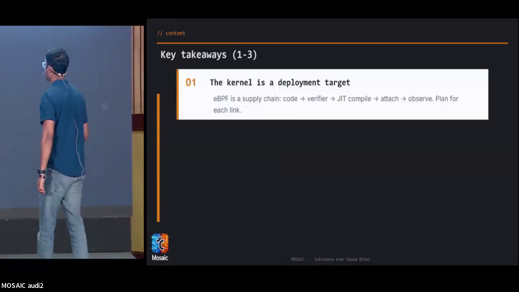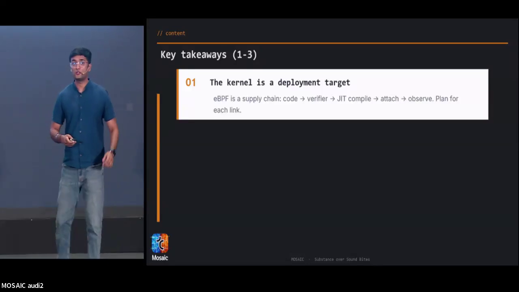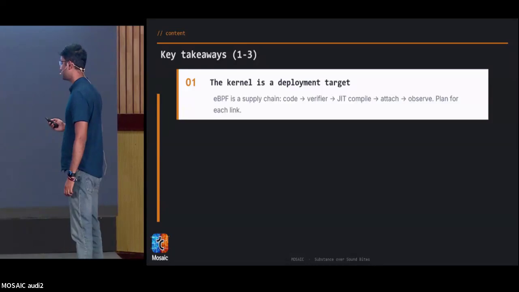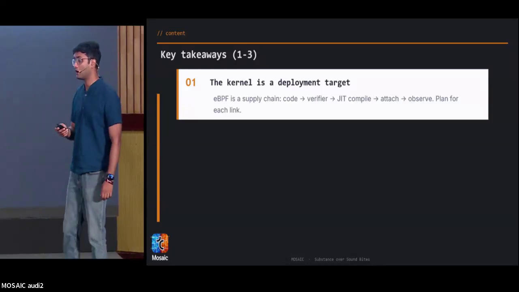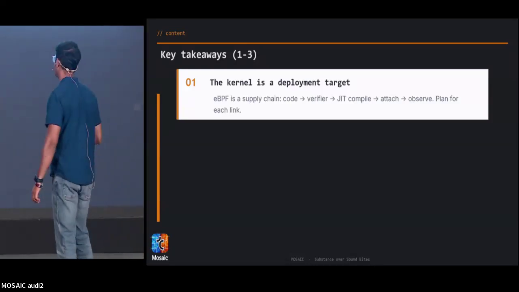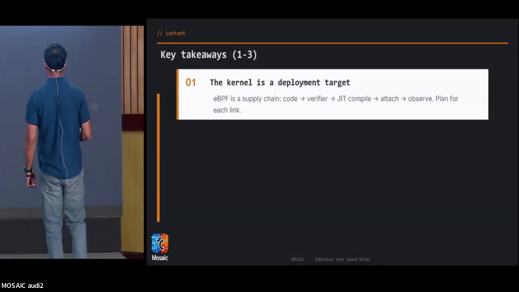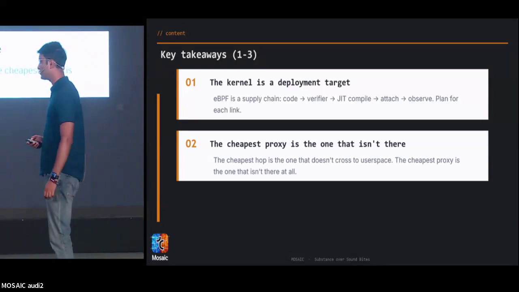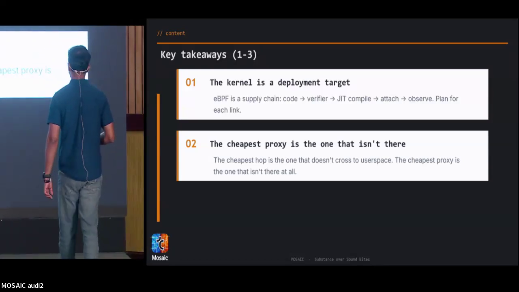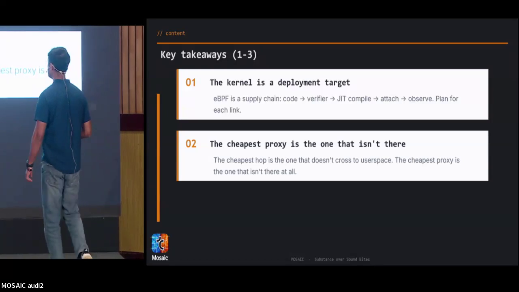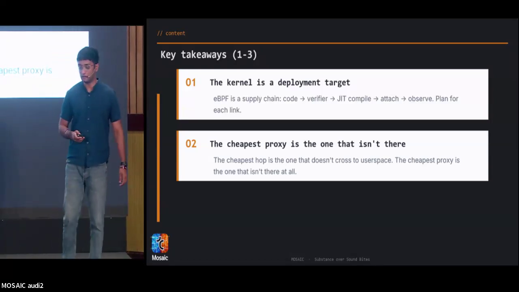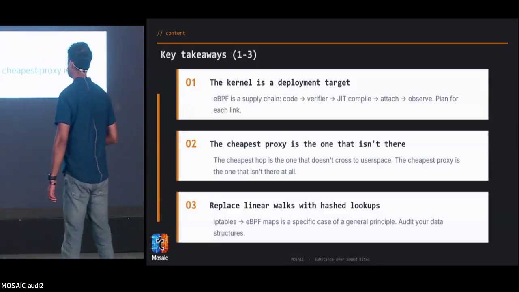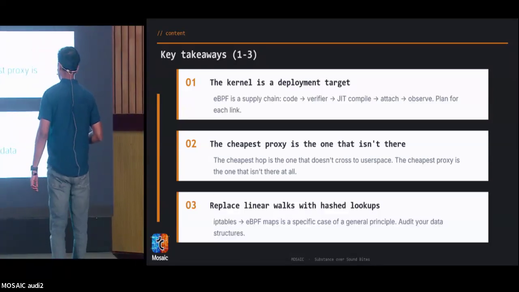And then because there are multiple hook points, you need to plan for each hook point. Should I put it here, here, or here? Because that could have a significant impact on how you want to do the manipulation, or whatever job you want to do. The cheapest proxy is the one that is not there. No proxy, no hop means you save latency, you save CPU cores, and memory.